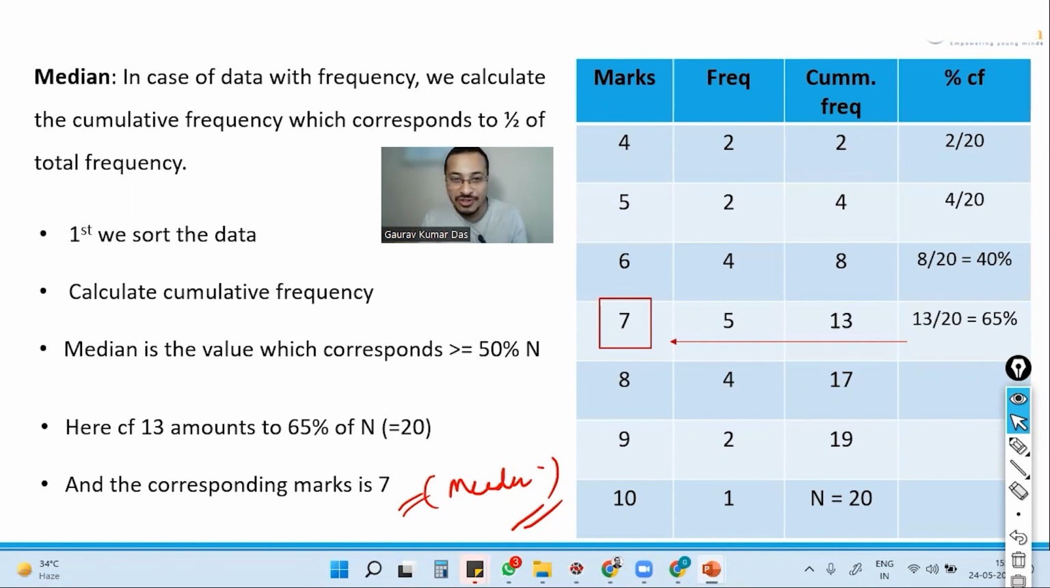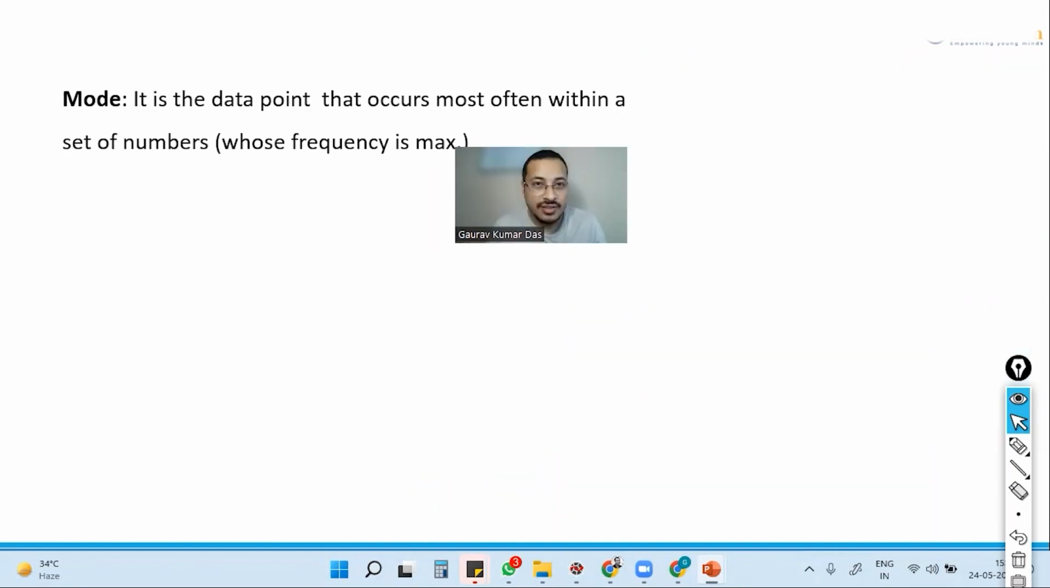In what kind of distributions? All these things are interlinked, guys, and it's going to be very, very interesting. Okay, right. So the next measure of central tendency, which we have out of the triple Ms, is mode.